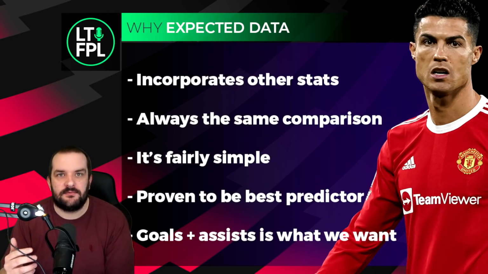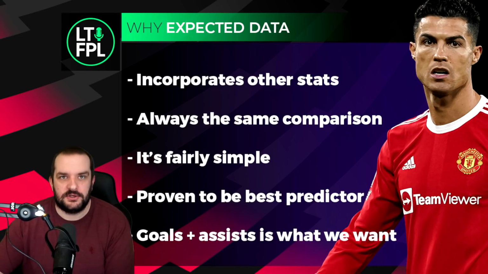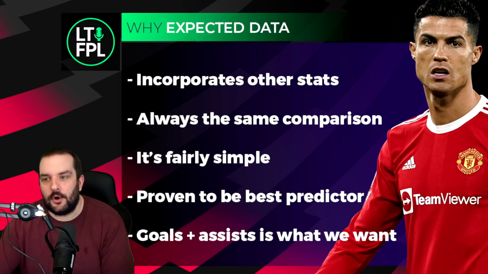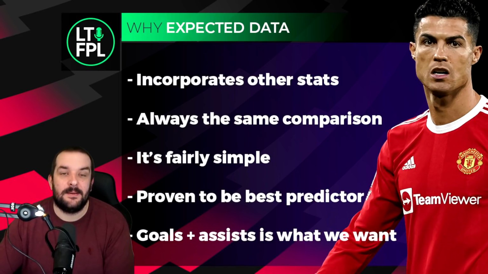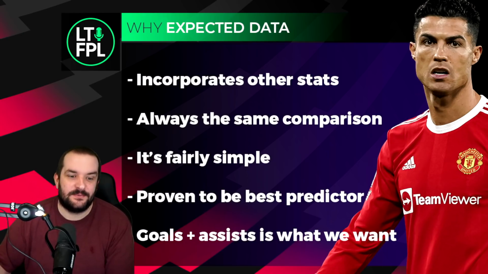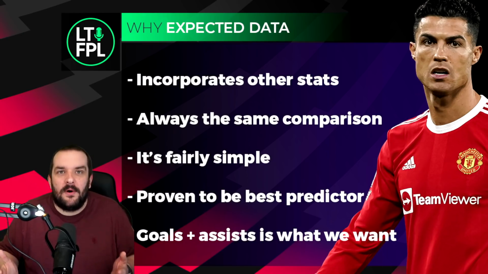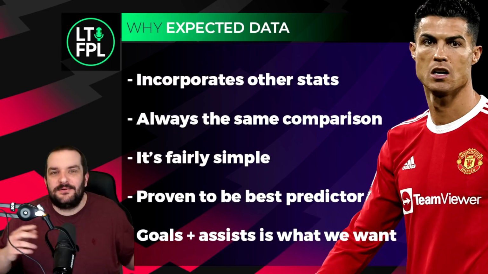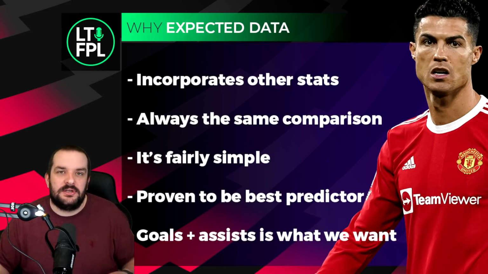There's lots and lots of research which says it's the best predictor of future goals or future returns, right? And a lot of people talk about form and stuff like that, which we'll come on to in a minute. But expected data tends to be the best predictor. And goals and assists is what we want, right? We don't really care who's dribbling here, who's dribbling there, who's got the most interceptions, blocks and stuff like that.